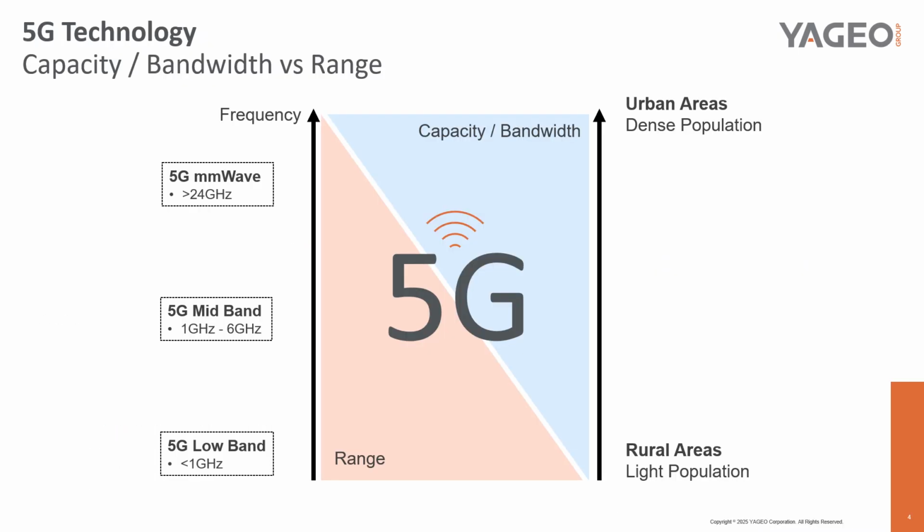Now, most of us have heard of the rising 5G technology trends. The overall frequency range of 5G spans from less than 1 gigahertz all the way up to 40 gigahertz. 5G is actually separated in multiple frequency bands. You might have also heard it called the 5G millimeter wave.